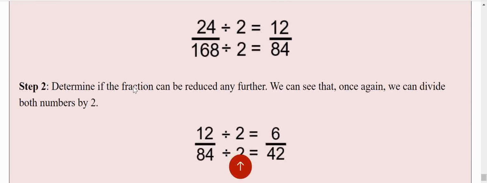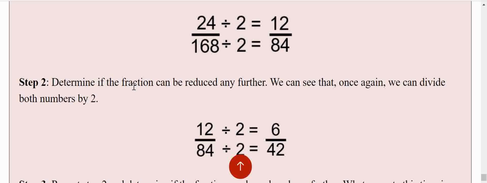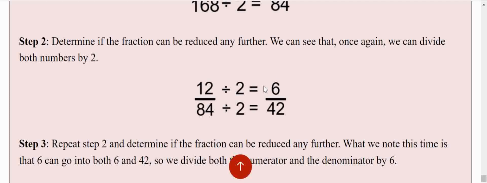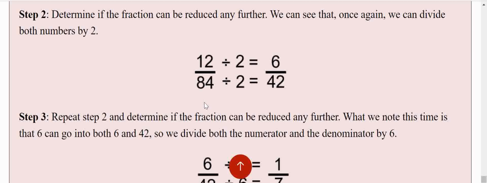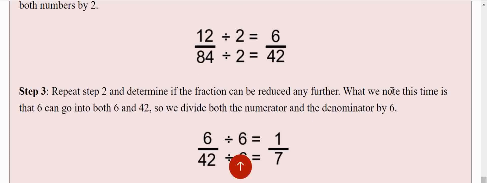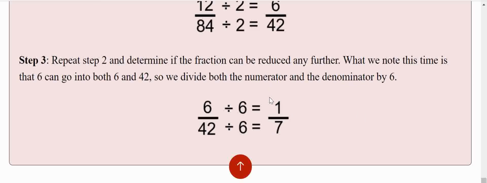Step 2. Determine if the fraction can be reduced any further. We can see that, once again, we can divide both numbers by 2. And this is now 6 over 42. Step 3. Repeat step 2 and determine if the fraction can be reduced any further. What we note this time is that 6 can go into both 6 and 42, so we divide both the numerator and the denominator by 6, and we get 1 over 7. 42 divided by 6 is 7. 6 divided by 6 is 1.